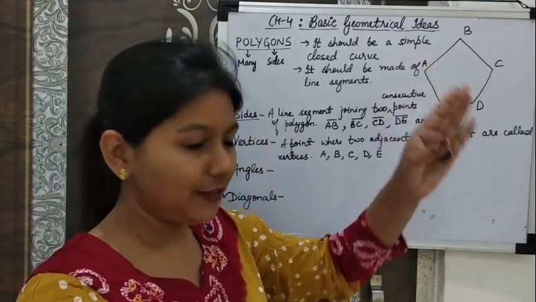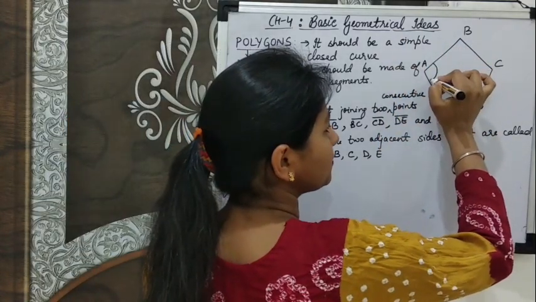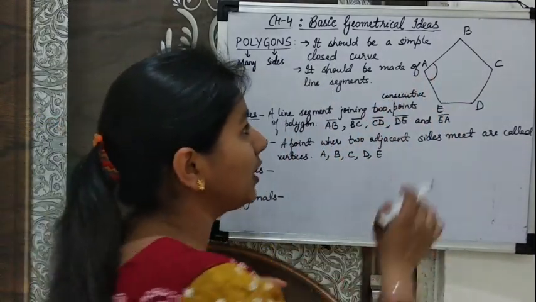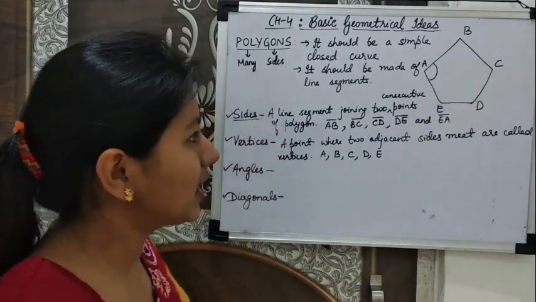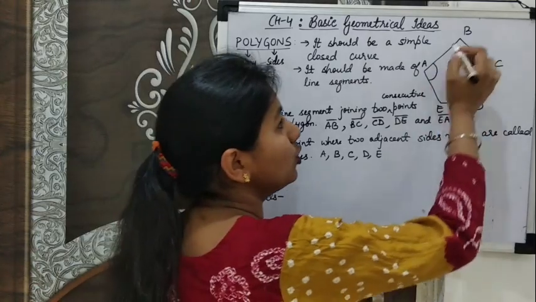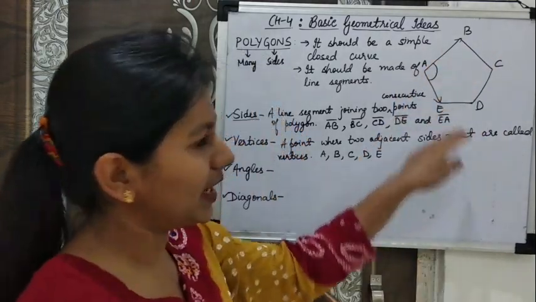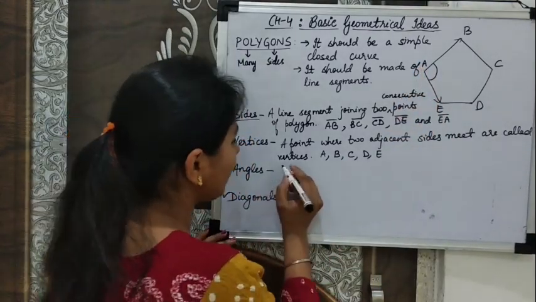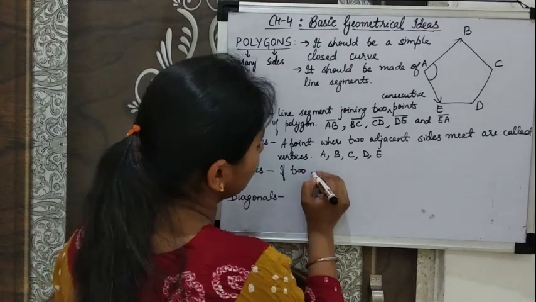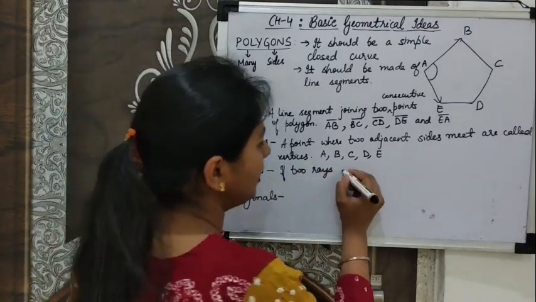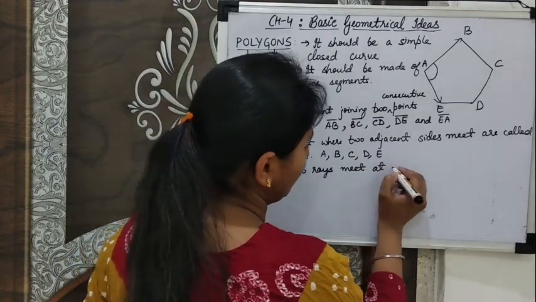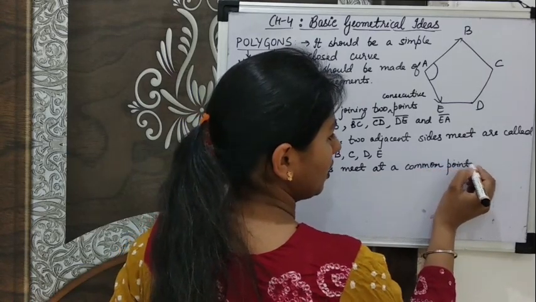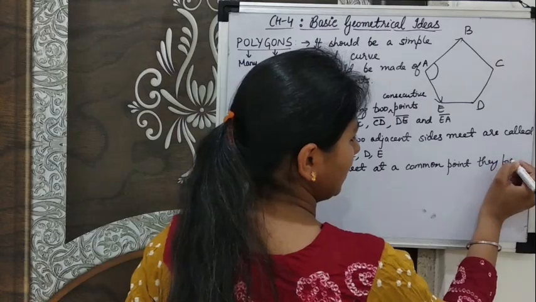Angle is formed between... angle is not a point. It is formed between two adjacent sides, we can say, or we can say if two line segments or rays, if two rays meet at a common point, they form an angle. So how I will write? If two rays meet at a common point, they form an angle.